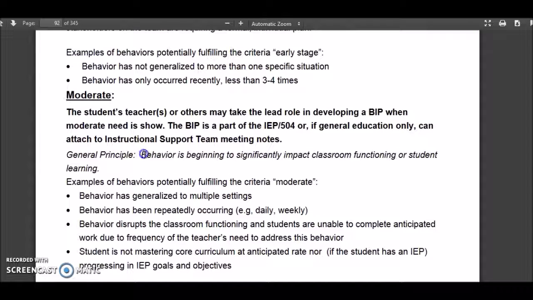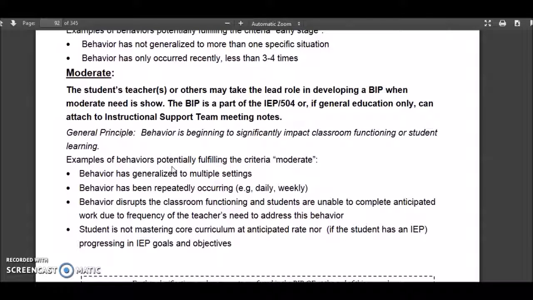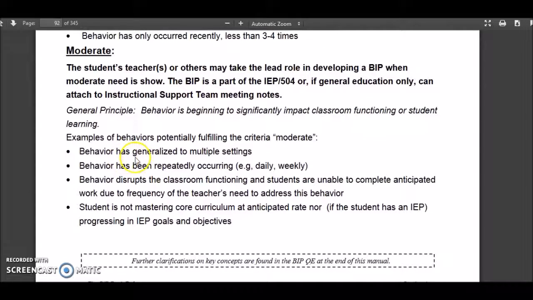The general principle here would be behavior is beginning to significantly impact classroom functioning or student learning. That's the moderate phase, when it actually starts to impact the learning in the classroom. And examples of these behaviors would be a behavior that has generalized in multiple settings. So instead of the student acting out during math only, now it's during math and reading, or math and language arts. The behavior has repeatedly occurred, so it's happening daily or on a weekly basis, and it's being more regular.